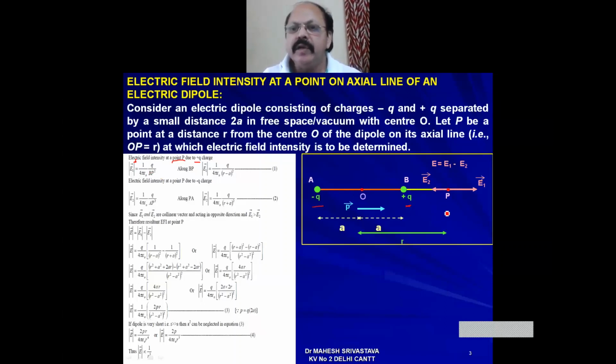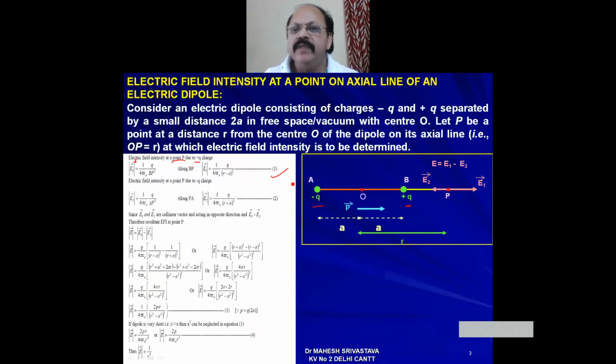Similarly, when you calculate the electric field intensity at P due to minus Q charge, the distance is AP and that distance is r plus a. So here in case of plus Q charge, |E1| equals 1 upon 4 pi epsilon naught Q upon, substituting the value of distance BP, (r minus a) whole square. Mark this equation number 1.